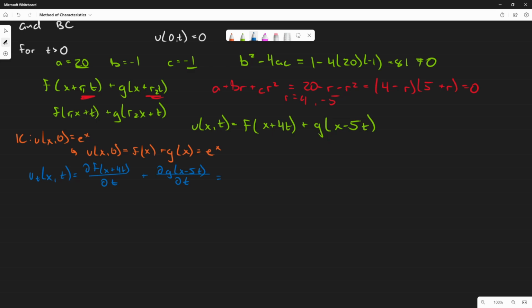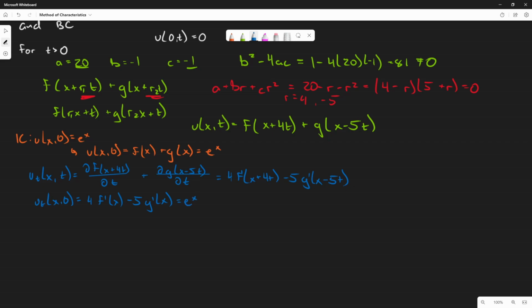And this can be rewritten and simplified down to 4 times f prime of x plus 4t minus 5 times g prime of x minus 5t. And then, so now when we evaluate this at t equals 0, we will get 4f prime of x minus 5g prime of x is equal to e to the x.